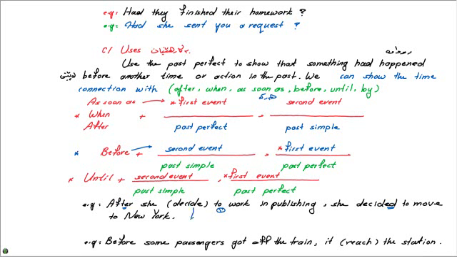Then, when we put the verb out of the brackets, we say after she had decided to work in publishing, she decided to move to New York. Before some passengers got off the train, it reached the station. We said that before, before we have second events. Before some passengers got is the past simple form. For the first event, we must use past perfect. Exactly, we say before some passengers got off the train, it had reached the station.